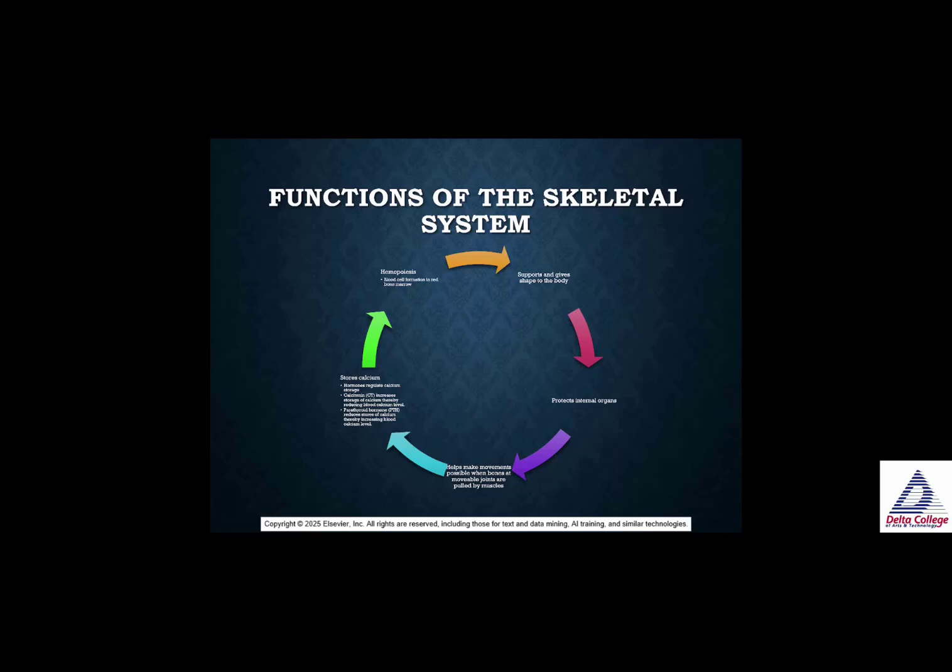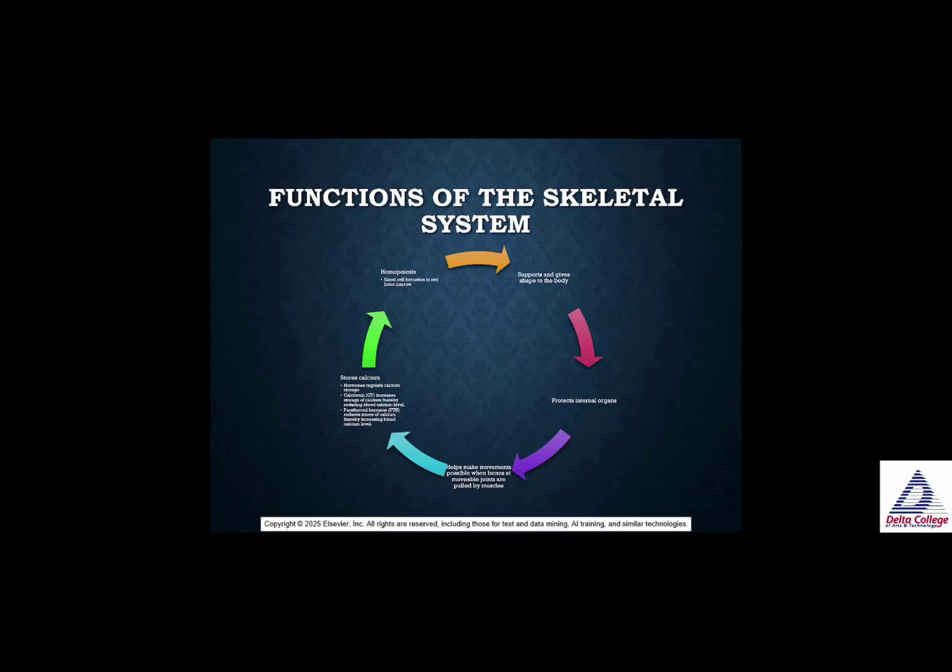Hormones regulate calcium storage. Calcitonin increases storage of calcium, thereby reducing blood calcium level. And the parathyroid hormone reduces stores of calcium, thereby increasing the blood calcium level. And those are very important points when it talks about storage of calcium.